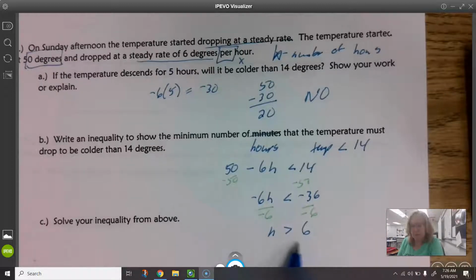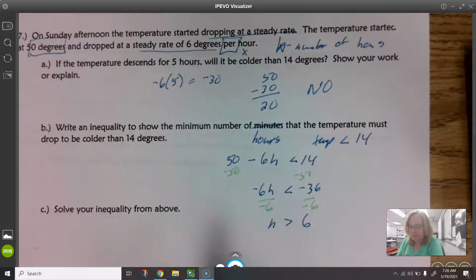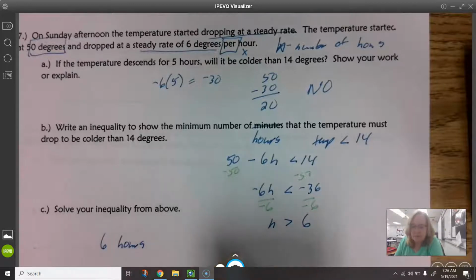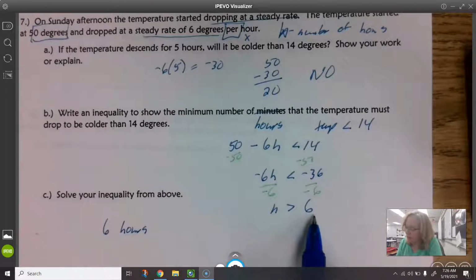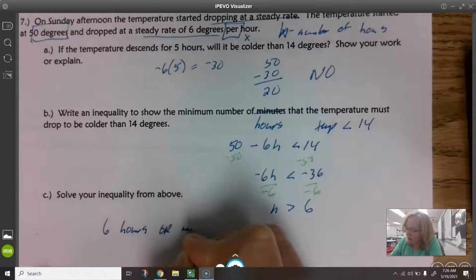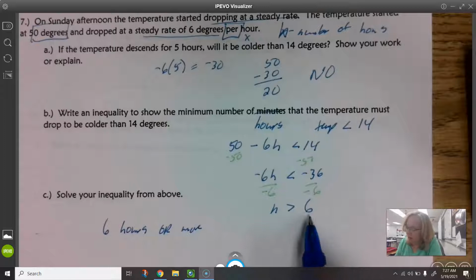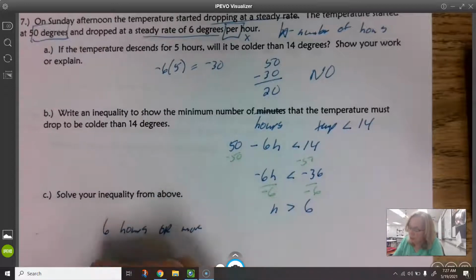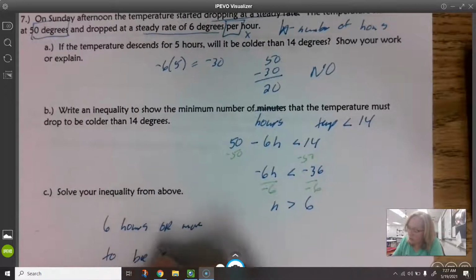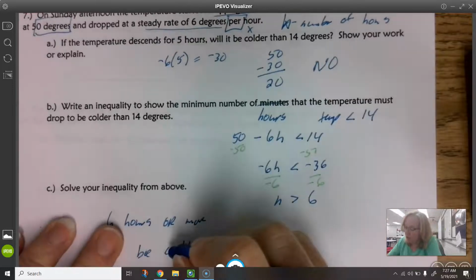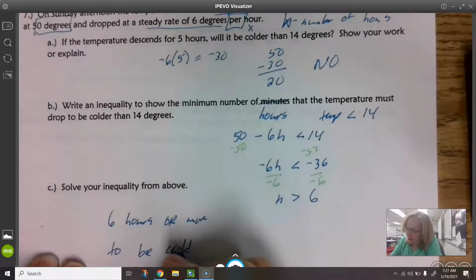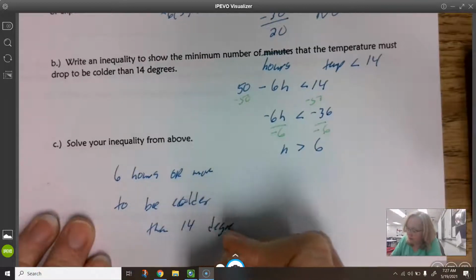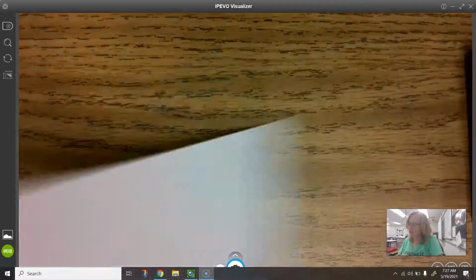So, solve your inequality, but we always interpret, even if they don't ask for it. What does this mean? It's going to be 6 hours or more, because h is greater than 6. So 6 hours or more to get to be colder. Colder. Hey, how do we spell colder? Not with an R. Not there anyway. Colder than 14 degrees. Okay. See mistakes? Not a problem. Just erase and keep going.